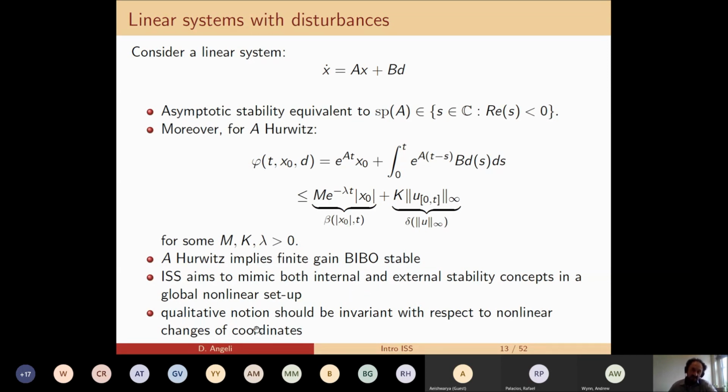Also, it's interesting to see that for nonlinear systems, one would want qualitative notions that should be invariant with respect to nonlinear changes of coordinates. The fact that we're using class K infinity functions means we're using a qualitative property on how the dependence on the input should be, rather than a linear function. Similarly, the way we depend on initial condition and time is qualitative: it's increasing in x0 and decreasing in t. This makes these inequalities invariant with respect to nonlinear changes of coordinates, and so it points in a direction which is quite fruitful.